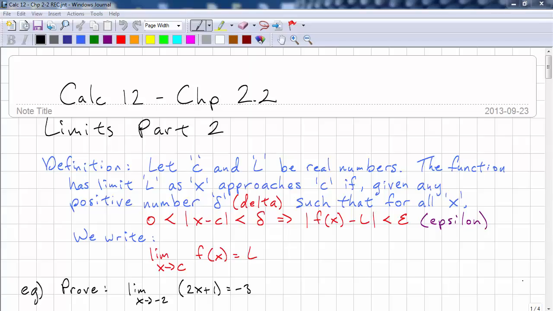This is Calculus 12, Chapter 2.2. We're going to be exploring more limits. And this was the precise definition of a limit. You should be looking at this video if you are going into the more advanced calculus.